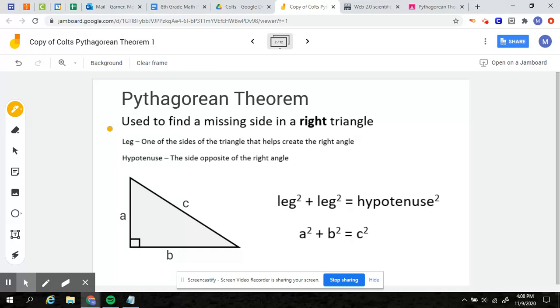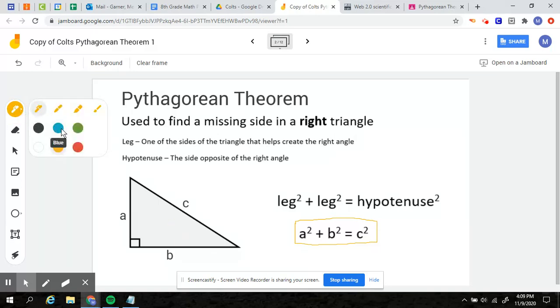This new unit is the Pythagorean Theorem. The theorem itself is here at the bottom. A squared plus b squared equals c squared. This theorem is used with only right triangles. And the way that we're going to use this is to find the length of a missing side in a right triangle.